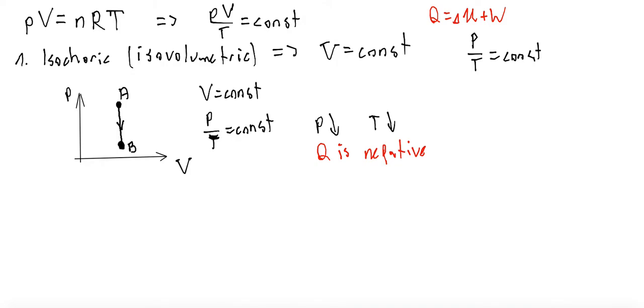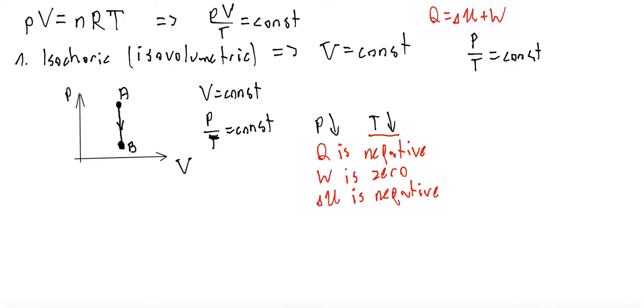Second, volume is constant. If volume is constant, then work is not done on the gas and work is not done by the gas. So W is equal to 0. So if Q is negative and W is equal to 0, then looking at this equation, delta U, the change of the internal energy of the gas, must be negative. So what does it mean? It means that the gas is cooled down. Okay, temperature goes down, so the change of internal energy of the gas also goes down. Okay?